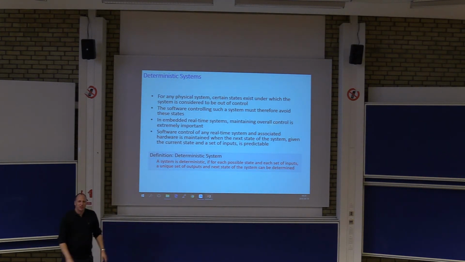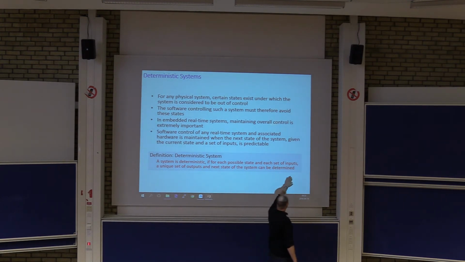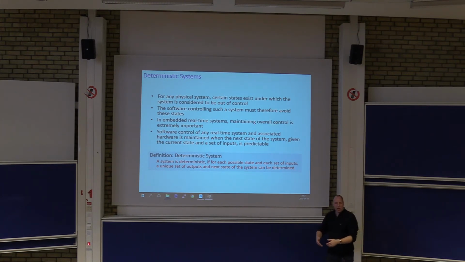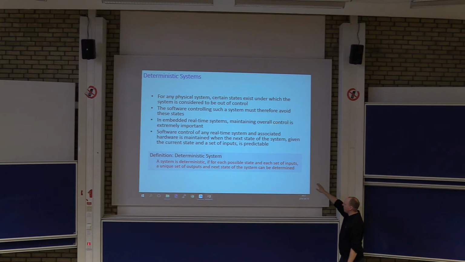When you took discrete event systems, you learned about deterministic and non-deterministic systems, and we will use a very similar definition here. A system is deterministic if we know which state we started in and we know the inputs to the system, then we will know which state the system is in. A system is deterministic if for each possible state and each set of inputs, a unique set of outputs and the next state of the system can be determined.